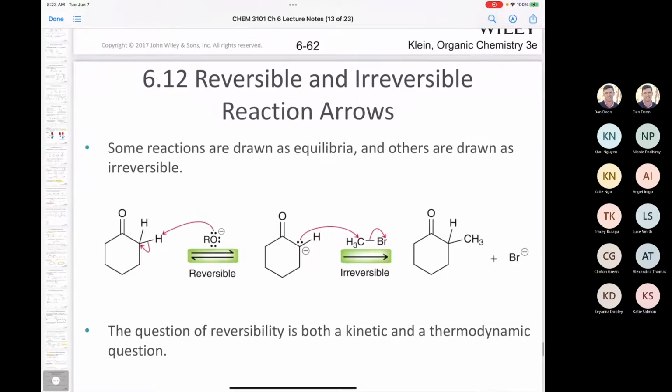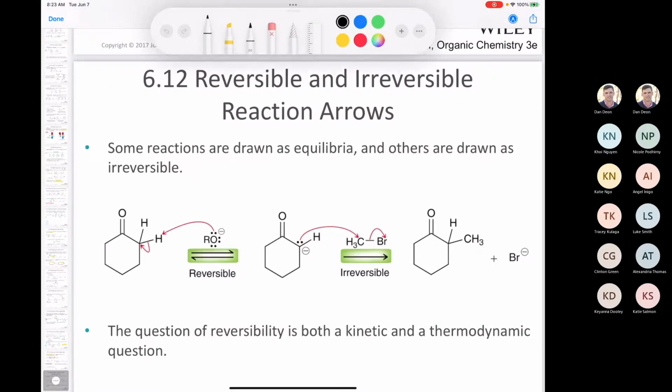Okay, last class we finished up section 6.11 that dealt with carbocation rearrangements. Now we're on to the very last section of chapter 6, section 6.12, which deals with reversible and irreversible arrows. When we're talking about an irreversible arrow, that's an arrow just going in one direction. And when we're talking about reversible, we write our arrows like this.